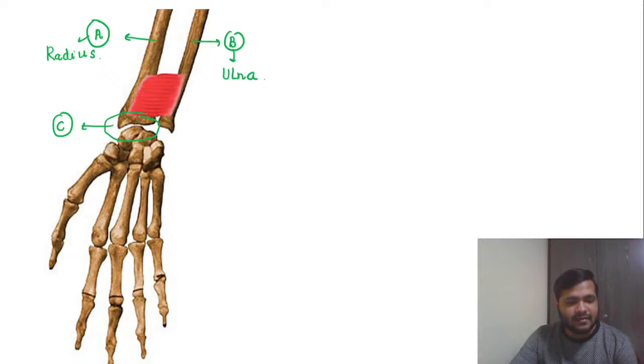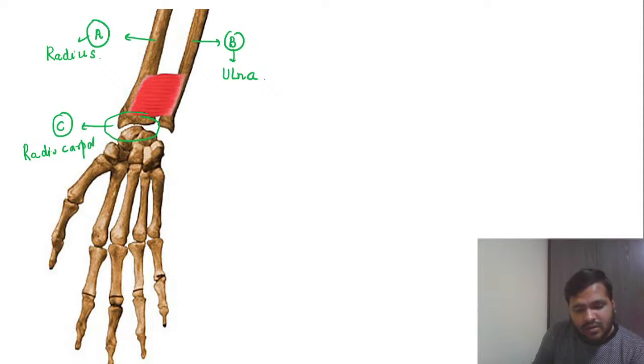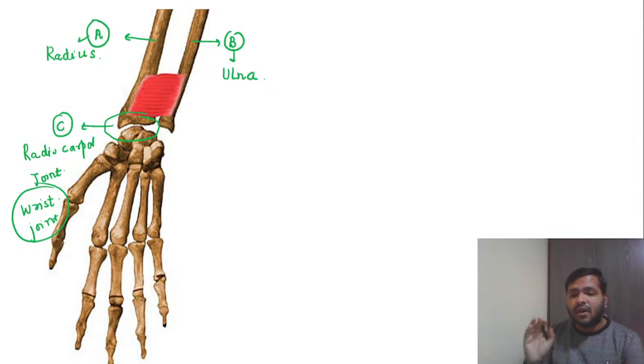Everyone is right. Can anyone identify the C as well? Yes, Arslan, very good, beta. It is the radio-ulnar joint. Not ulnar, beta. The ulna never participates in the wrist joint. No, it is the radiocarpal joint, or the wrist joint. Now we are talking about a muscle which is called the pronator quadratus muscle.